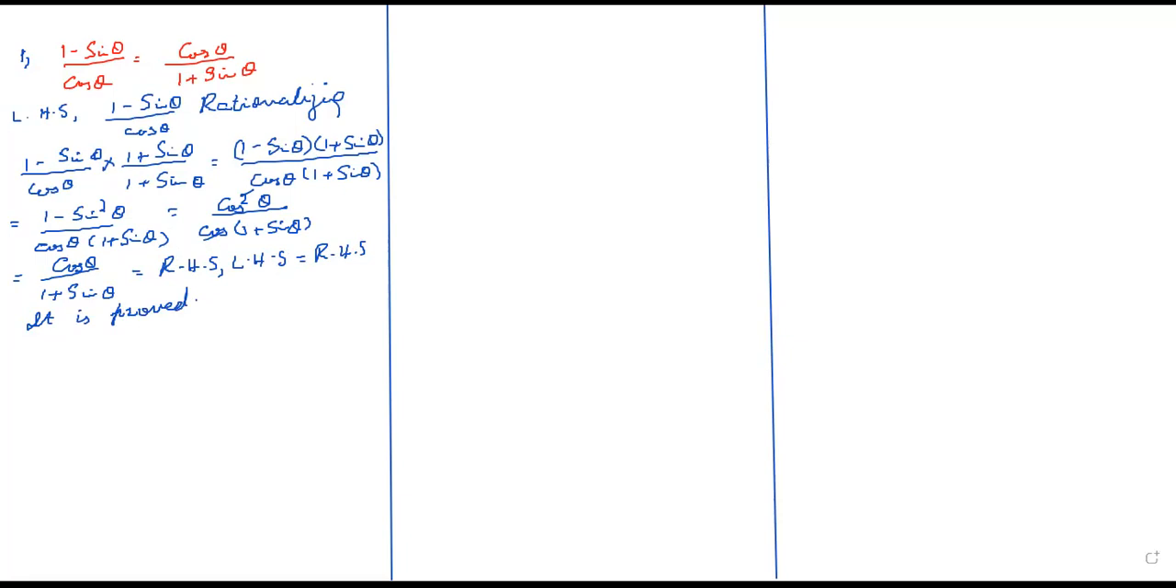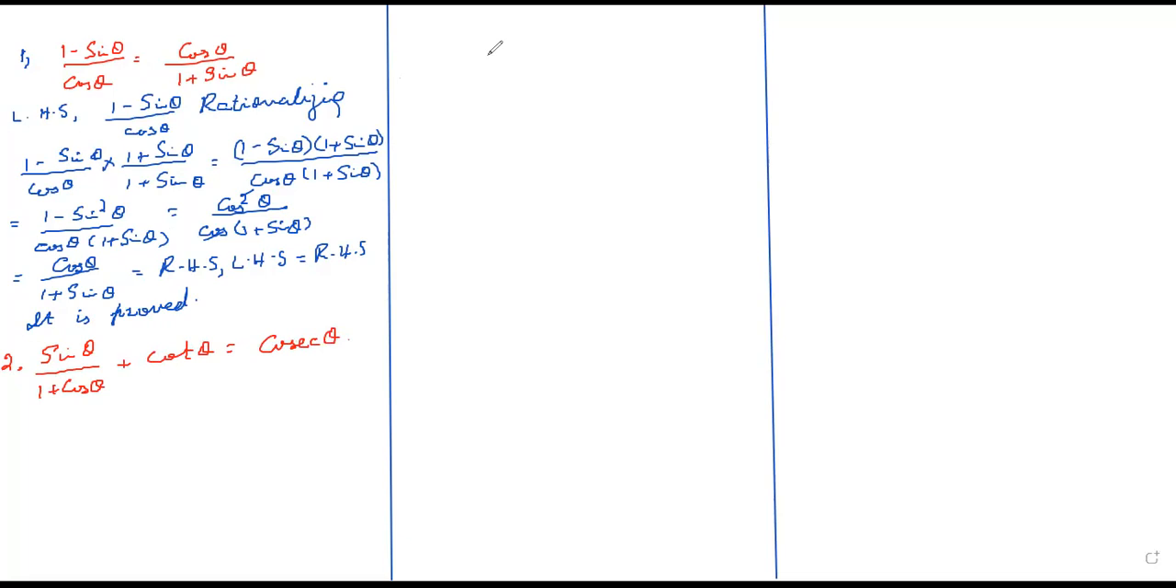I hope you understand it well. Now do question number two: sine theta divided by (1 plus cosine theta) plus cotangent theta equals cosecant theta only.